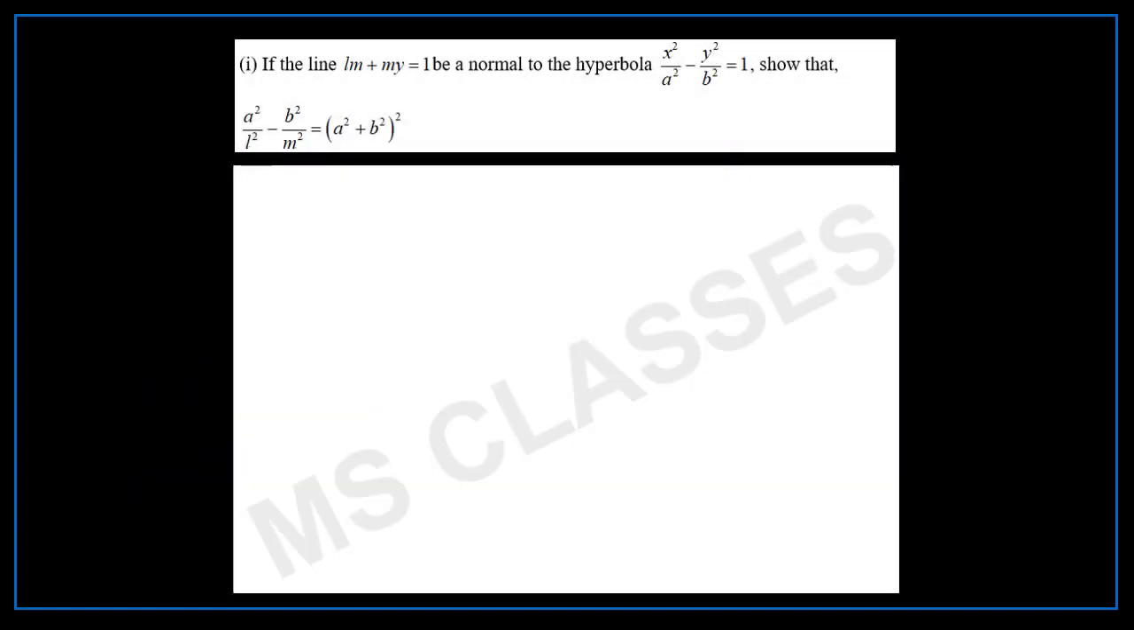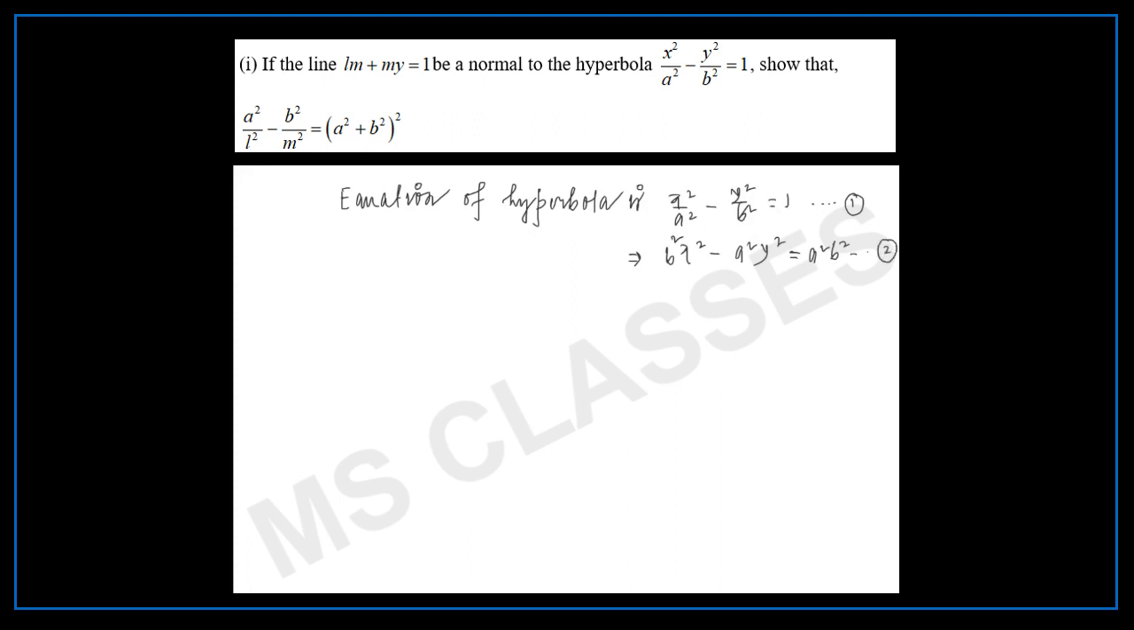Here is the given equation of the hyperbola. The equation of the hyperbola is x square by a square minus y square by b square equals 1. We take it as equation 1. It can be simplified further and written as b square x square minus a square y square equal to a square b square, which we take as equation 2.